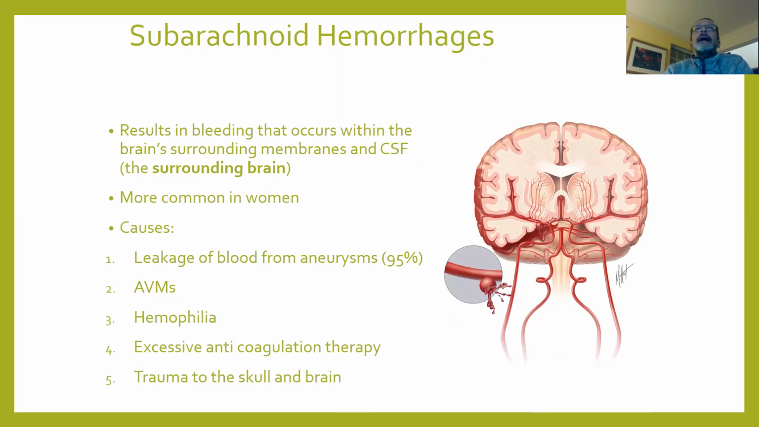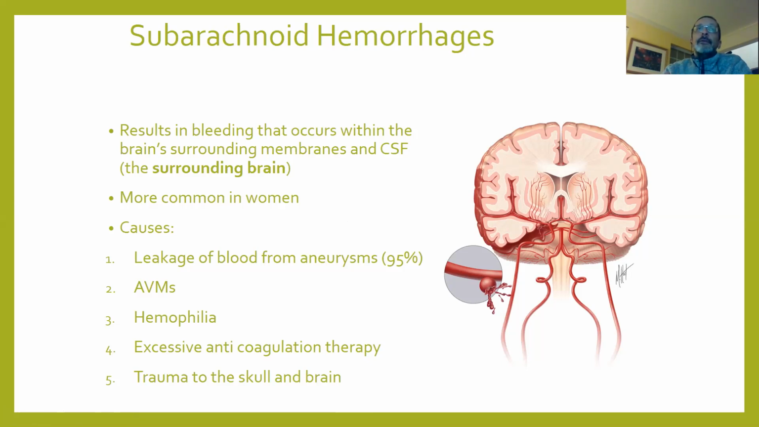Subarachnoid hemorrhages. So this is similar, but its presentation is in the arachnoid space. So it's a bleed between the space. If you can see, it looks a little bit different here. That causes swelling between the skull and the outer area and the actual brain tissue itself. And so let's read about what I have here. Bleeding occurs within the cerebral spinal fluid, within those membranes, the dura and pia mater, and CSF, cerebral spinal fluid. More common in women, and causes are leakage from blood aneurysms.